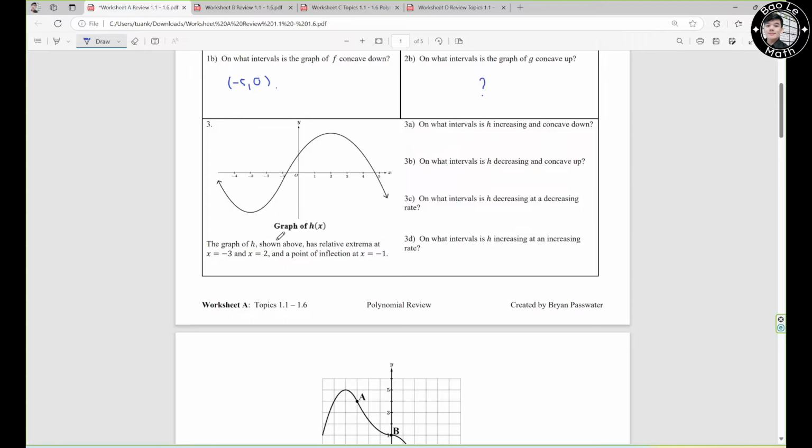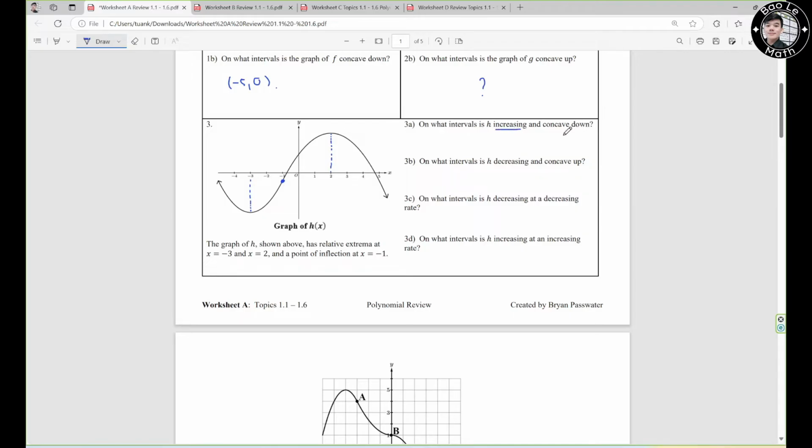The graph of h is shown above, has relative extrema at x = -3 and x = 2. So at x = -3, we have the local minimum, right? And at x = 2, we have the local maximum, right? And a point of inflection at x = -1. So at x = -1, the point of inflection is right here. Alright, on what intervals is h increasing and concave down?